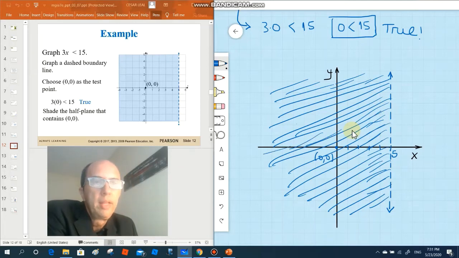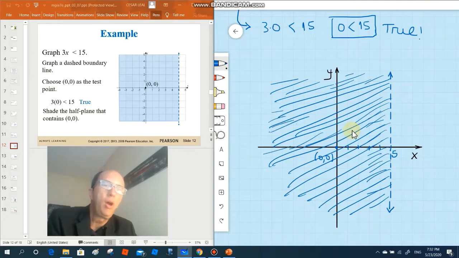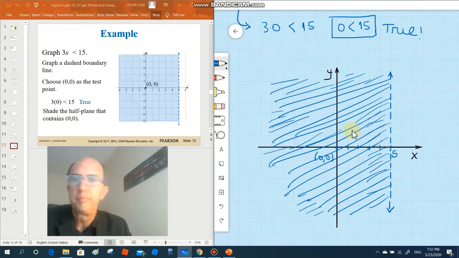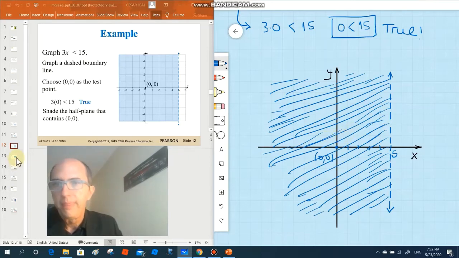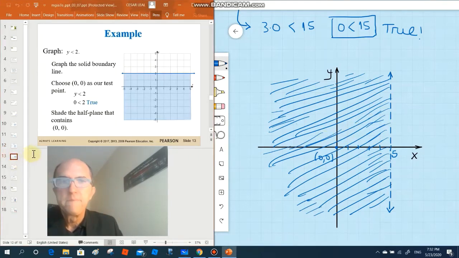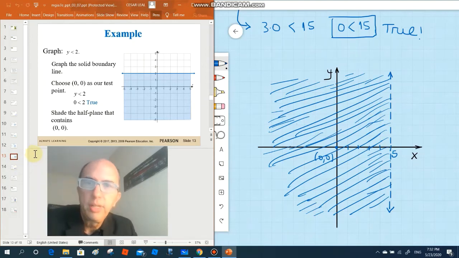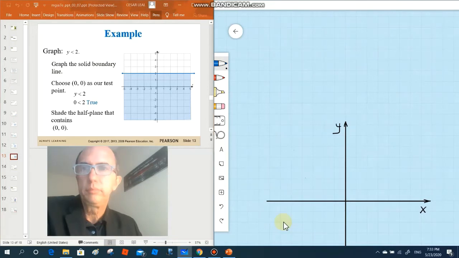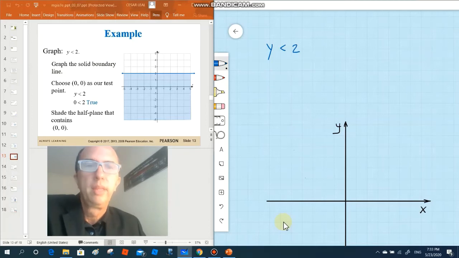Okay? Never forget, this is just a small piece of the graph. This goes all the way to infinity. Another graph, another example. Y is less than 2. Graph y less than 2. First, find the boundary.